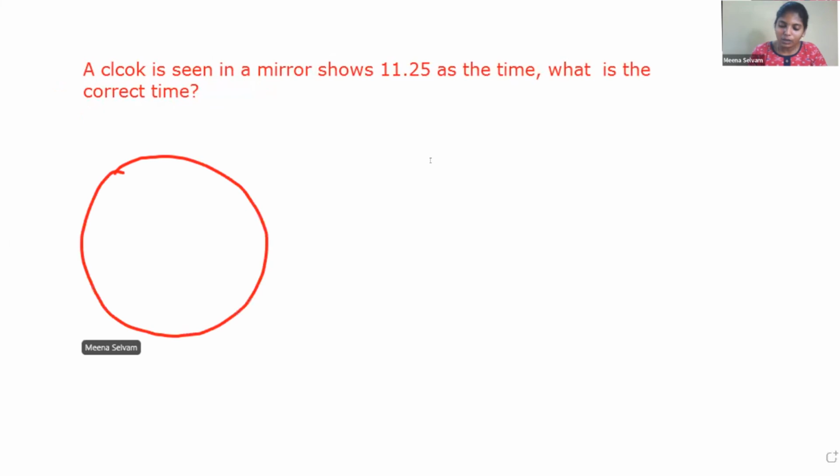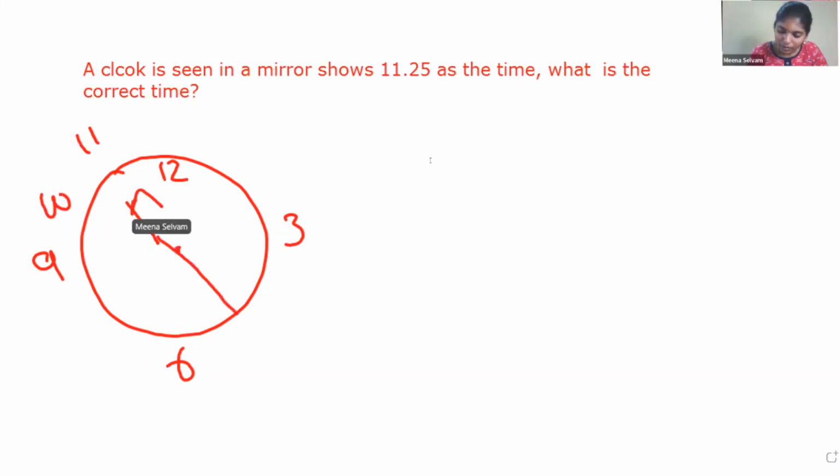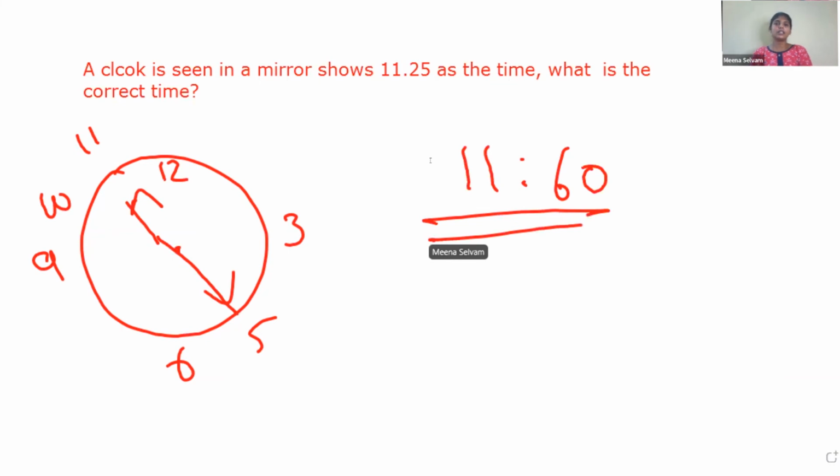See, in the mirror, it is showing like 11:25, it seems. This is 11, I hope. 11 and 5. Okay, if this is the time shown in the mirror, what is the correct time? Simple, you need to subtract it from the number 1160. That is nothing but 12 o'clock. When you subtract the given time from this time, you will get the correct time.